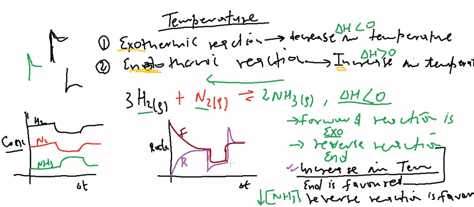So there is an increase in temperature. What about a decrease in temperature? Going up, a reaction that was favored. Going down, a reaction that was not favored. That is specifically with temperature. Let's go to pressure.